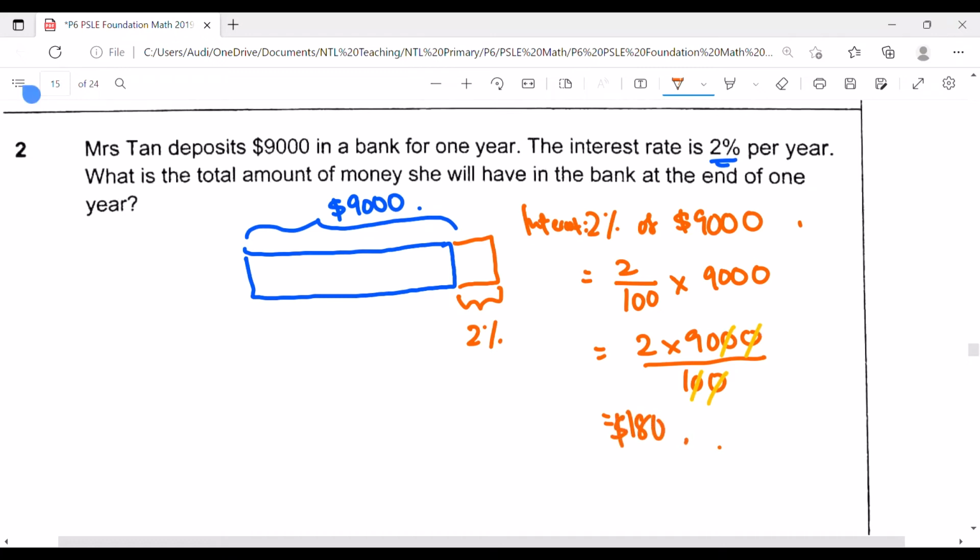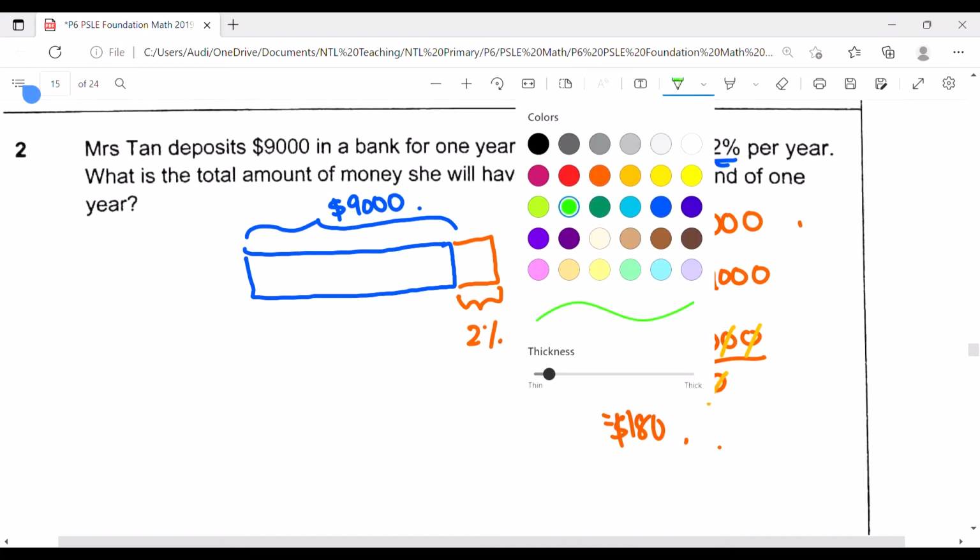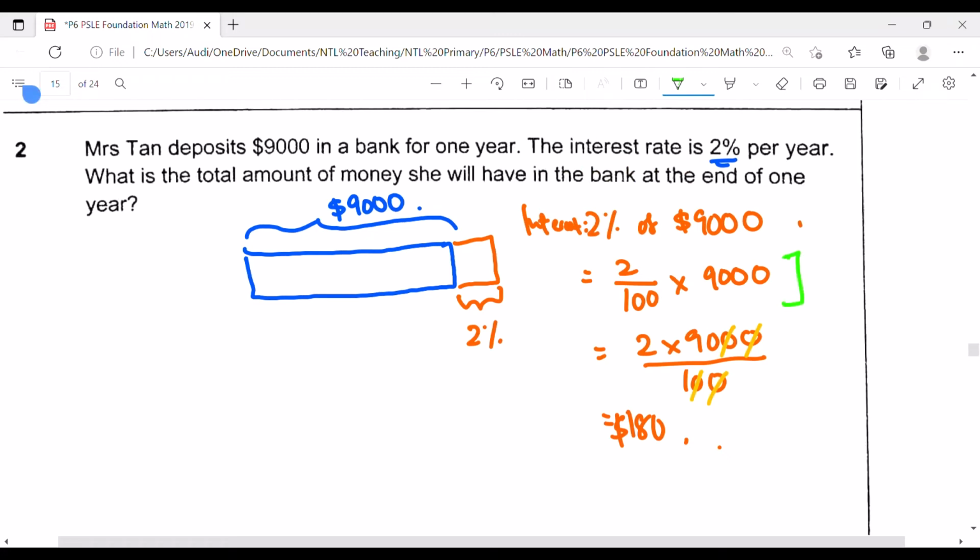Alternatively, what you can do is just press this step into your calculator: 2 times 9,000, and then press equal sign, then divide by 100, and you'll get the same answer. Okay, so this is the interest, but we look at the question again. The question asks, what is the total amount of money she will have in the bank? So the total amount of money will be the blue part plus the red part.